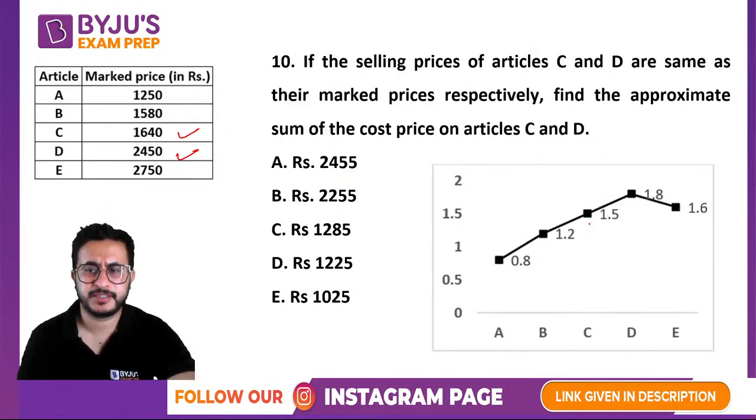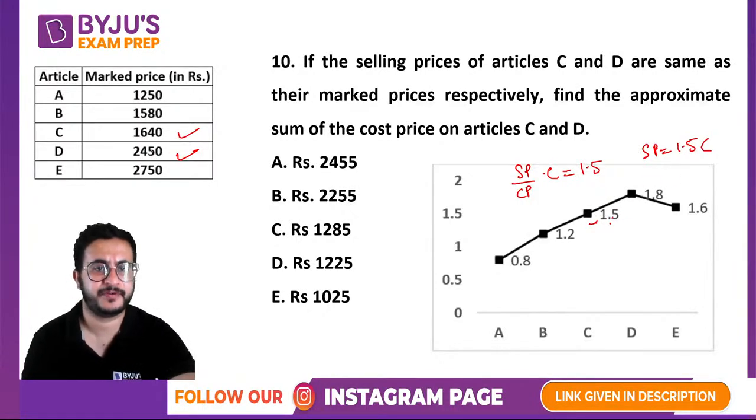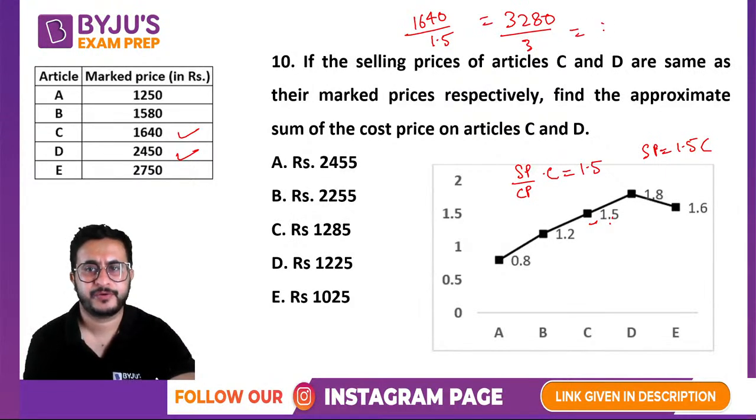So now I told you that the selling price is 1.5 times, right? So this is selling price upon cost price. So selling price for C, if we calculate for C, that is 1.5 times. So selling price will be 1.5 C. So in order to find C, just divide by 1.5. So 1640 by 1.5. You can say that this is 3280 by 3. Okay, 1093.